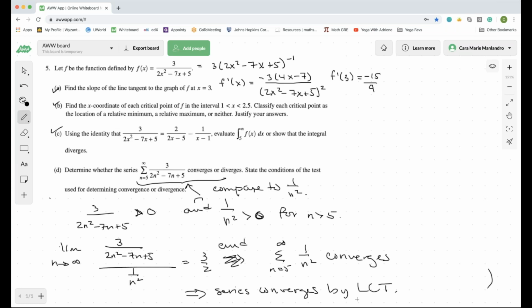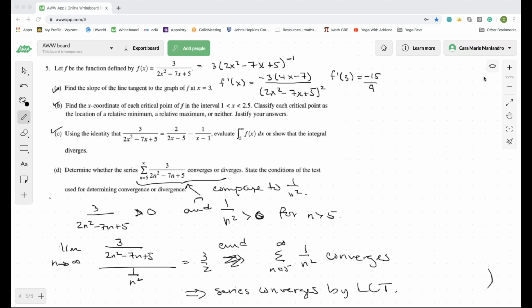Okay, and then what are the conditions? So you have to be positive, so you have to be greater than 0, and you would either compare to something that converges or compare to something that diverges. So does that make sense? So if you're greater than what you converge to, you're going to converge by the limit comparison test, or less than what you diverge to. So yeah, perfect. Okay, awesome. So let's see if we can get through the last one.